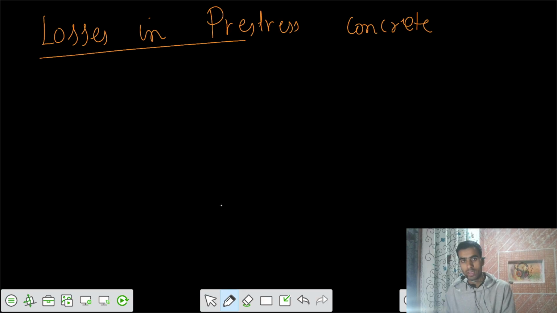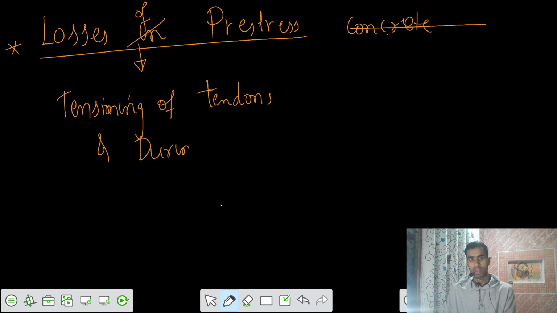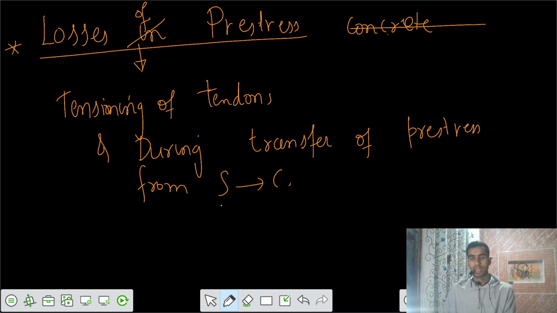So this is the loss of pre-stress. This pre-stress loss occurs when we do tensioning of those tendons. At that time there might be some loss, and during the transfer of that pre-stress force from steel to concrete, there is also a possibility of a loss of pre-stress force. So there we have two kinds of losses.